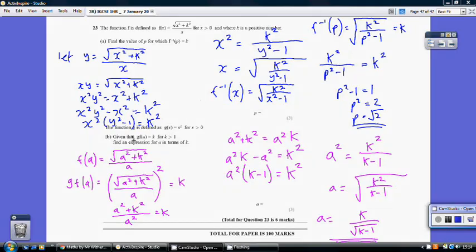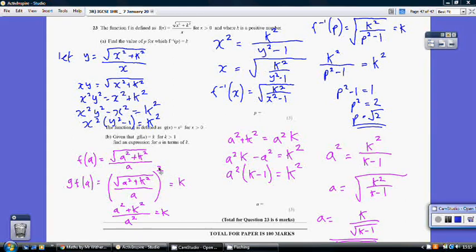Now part B, I'm given that gf of a equals k. So I'm going to substitute a into the f function, and then substitute that output into the g function and set this equal to k. So first of all pop a into the f function. So f of a equals the square root of a squared plus k squared all over a, and then I take this f of a and I substitute this into the g function, and all the g function does is square this. So I've got all of this being squared.